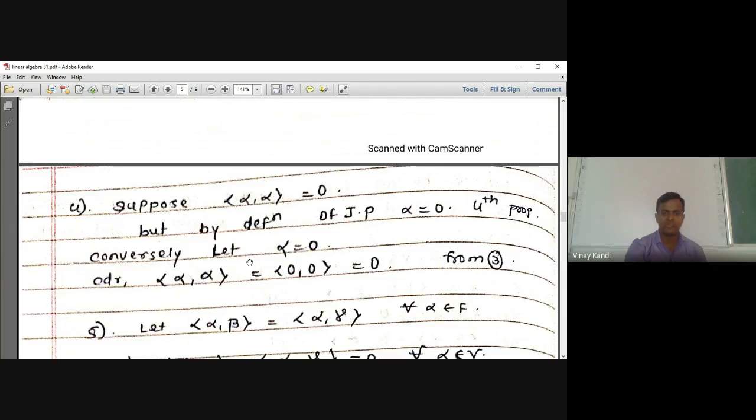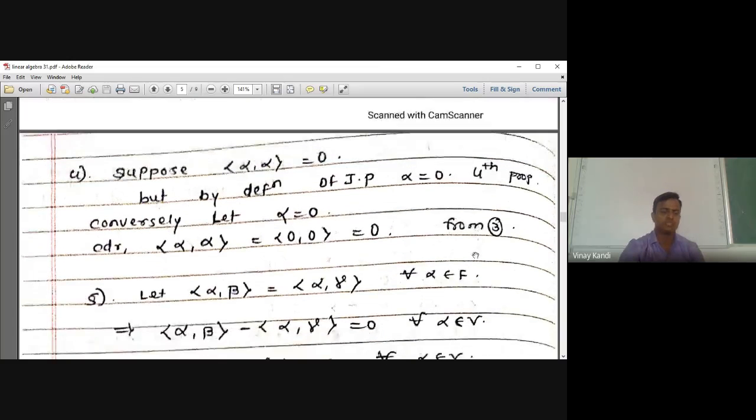Conversely, let alpha be equal to 0, then consider inner product of alpha, alpha, which is equal to inner product of 0 and 0, which is nothing but 0 from the previous statement, from 3. Hence inner product of alpha, alpha is equal to 0 if and only if alpha is equal to 0.